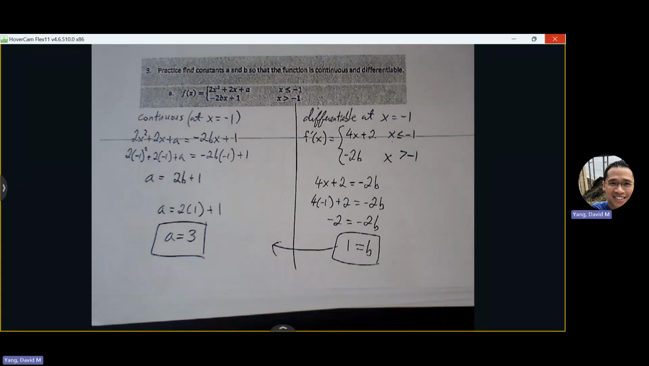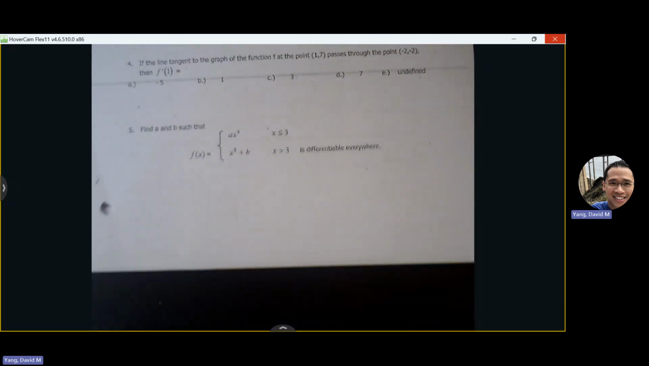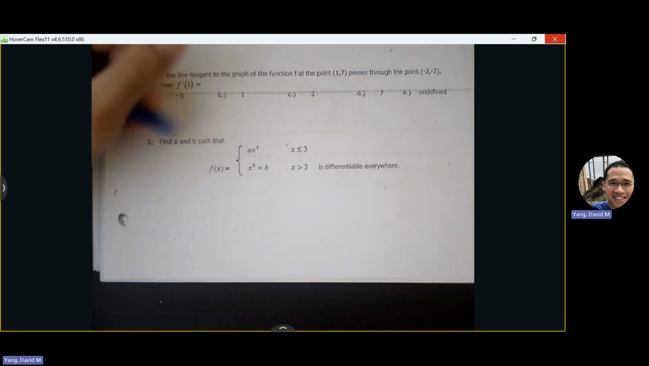Okay, let's try one more of these. This is going to be on page 29, number 5. Next page, page 29, number 5.